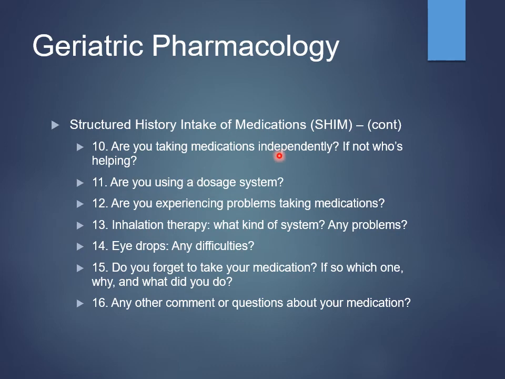Another question: who's helping them take their medications if they can't do it themselves? Do they have any kind of dosage systems? So what are some systems that can help them take their medications? Yeah, you have a simple pill box that will divide things up based on the day of the week or the time of day. It can be very useful. What else?